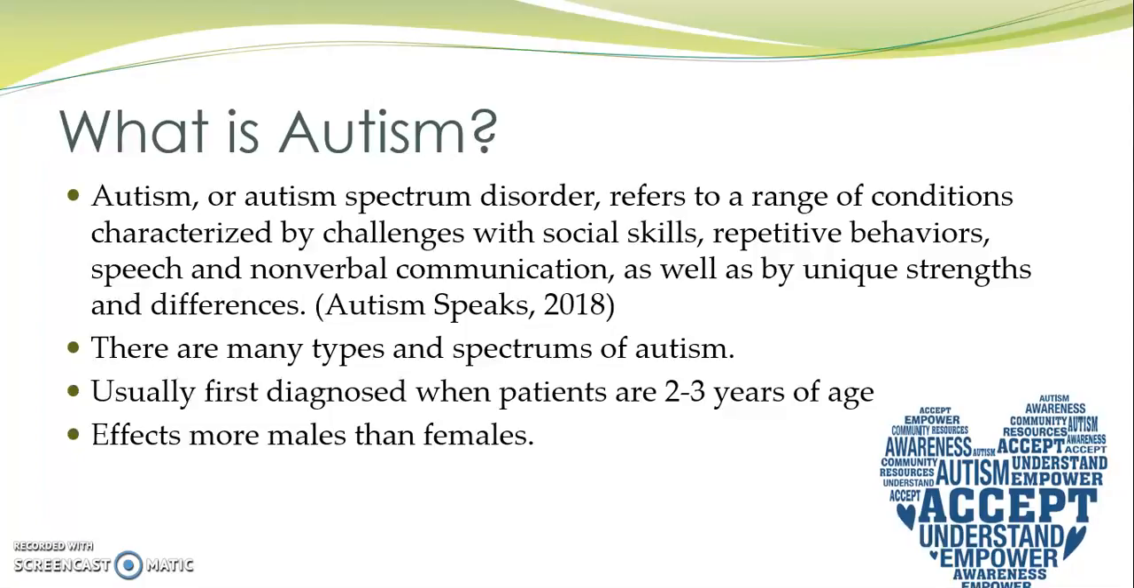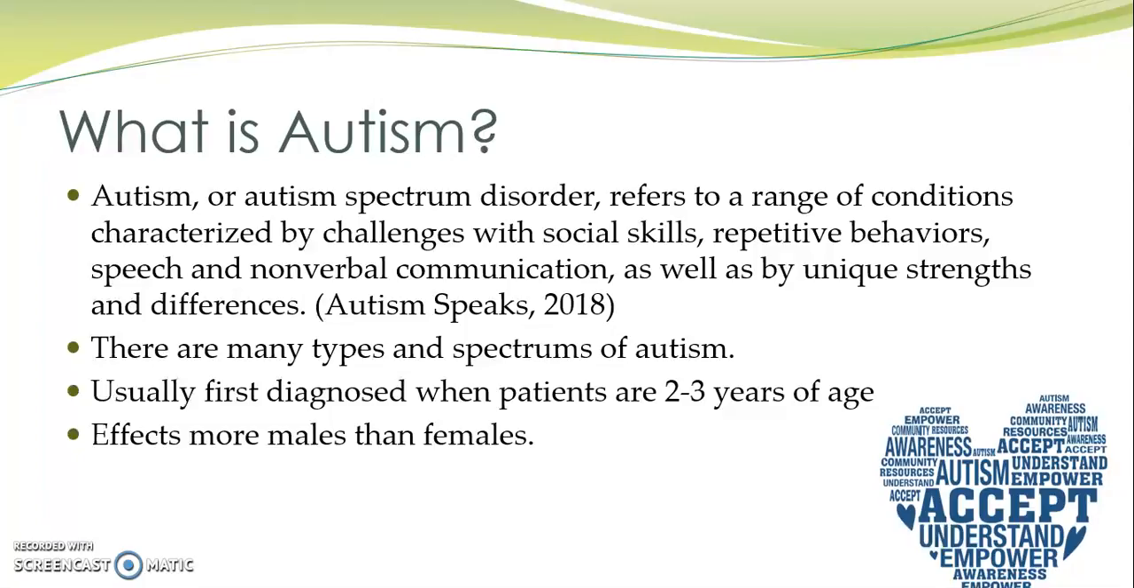Then the last one I was going to talk about is pervasive developmental disorder, which is known as atypical autism. It will meet some of the Asperger's syndrome criteria, but not all of them. It may only show slight social or communication challenges, not strongly enough to make it Asperger's, but enough to know that there is some kind of disorder with the patient.